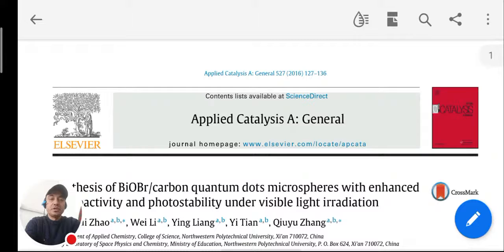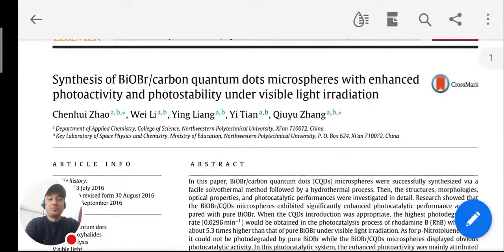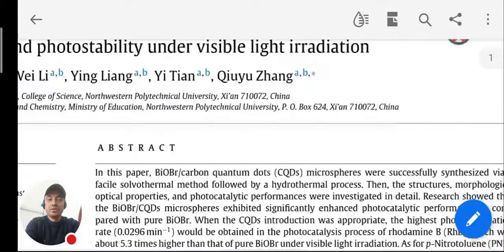So today, friends, I'm here presenting a paper. The paper is published in Applied Catalysis A: General, which has a good impact factor, and it is a journal of the Elsevier series. The topic is synthesis of BiOBr/carbon quantum dots microspheres with enhanced photocatalytic activity and photostability under visible light irradiation. This is a very beautiful topic, and it is based on sustainable and green energy, using light.